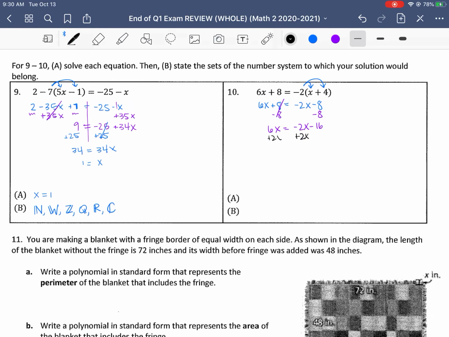We then add the 2x to both sides. We get 8x is equal to negative 16. We divide by 8. X is equal to negative 2. So in this case, x is equal to negative 2. Negative 2, right, is a negative value, so we don't start its sets until we get to the integers. And then integers belong to the rational, which belong to the real, which belong to the complex.